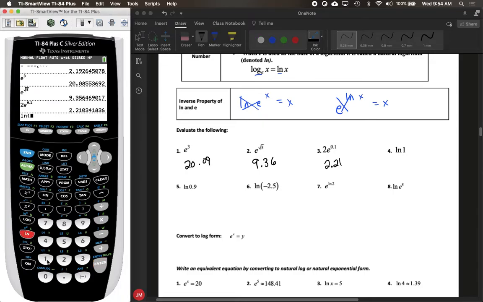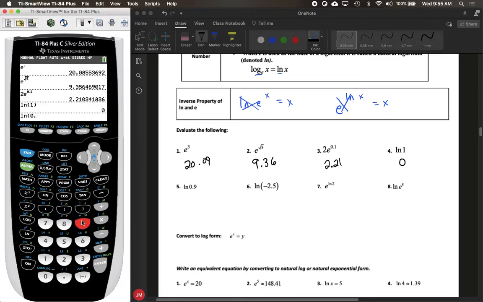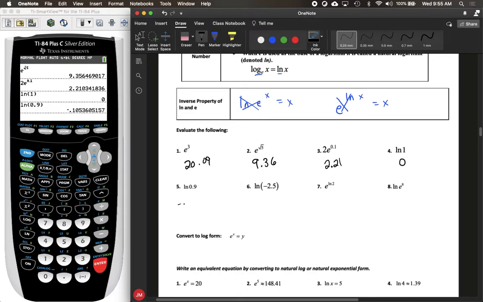Next, we want to find the natural log of 1. Instead of hitting second and then natural log to get e, we can just hit ln and then type in the number 1, and that will tell you that the natural log of 1 is 0. Next, we want to find the natural log of 0.9. So again, hit that natural log button, type in your number 0.9, and we actually get a negative value. Negative 0.105, so I guess 0.11 if we go out to two decimal places. So it's possible that when you take the natural log of a number, you get a negative answer.